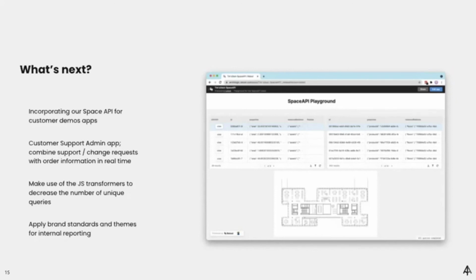So Retool has really empowered us in a lot of ways we didn't think was possible. And we've been very happy with the application.